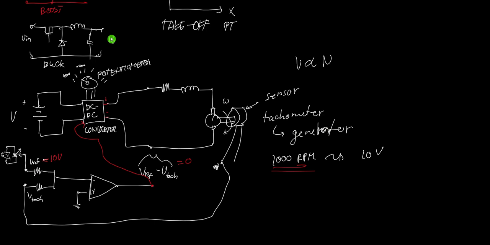So if I rotate the potentiometer here to 1000 RPM, the output voltage here should be equal to 10 volts. Now the DC-DC converter needs to activate until it reaches 10 volts, so that the voltage in the DC motor will also be equal to 10 volts. And if it's 10 volts, then the speed of the DC motor will be exactly equal to 1000 RPM.